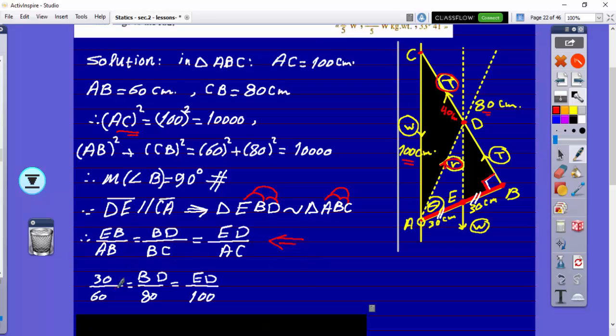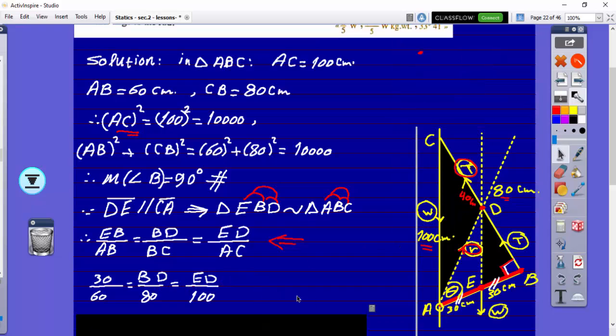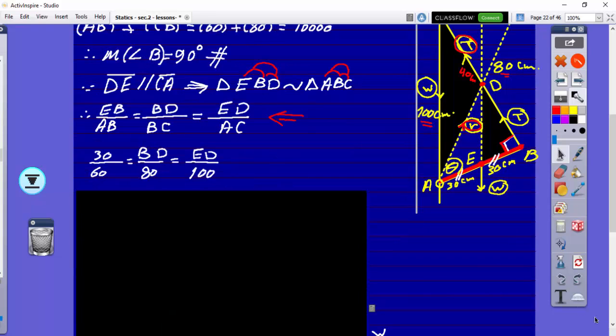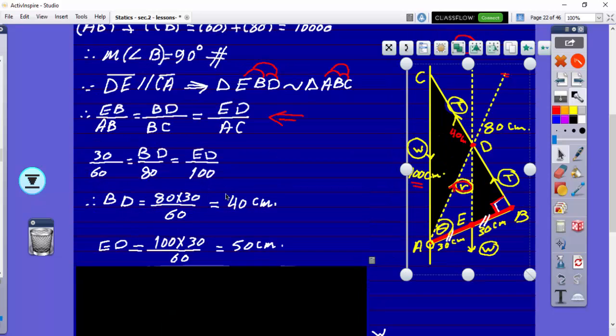And now I'll substitute using the given. We have EB equals 30, as E is the midpoint of AB and AB equals 60 centimeters. So EB equals 30 centimeters, over 100, equals BD, which is unknown, over 80. 80 is the length of BC, equals ED over 100. 100 is the length of AC. And from that, I can calculate the length of BD and ED. And I'll substitute to calculate these two sides.